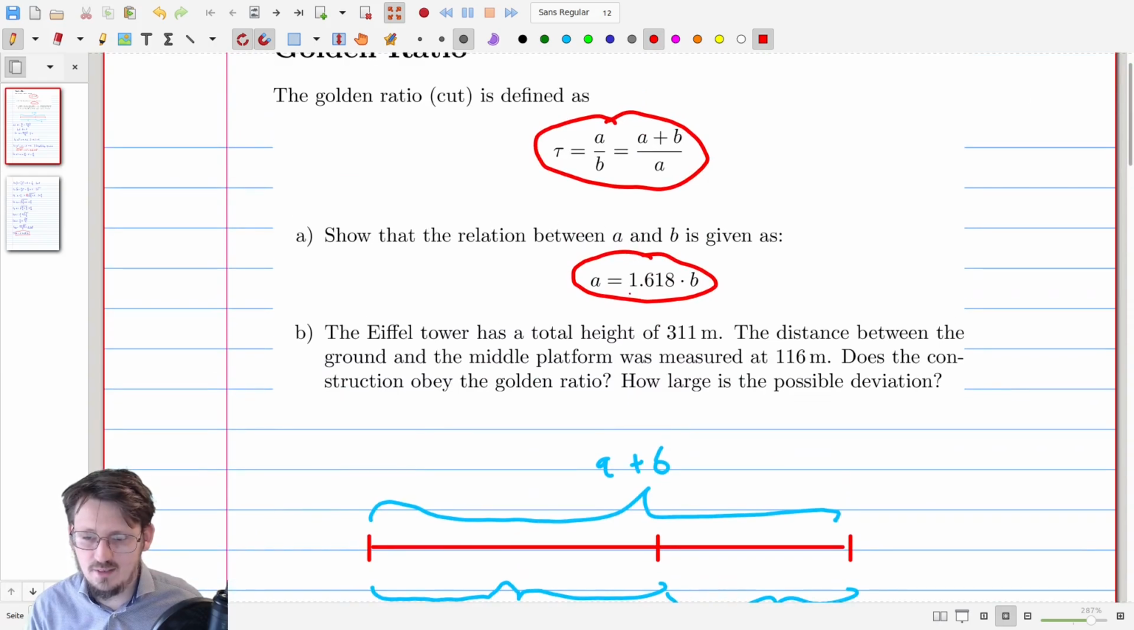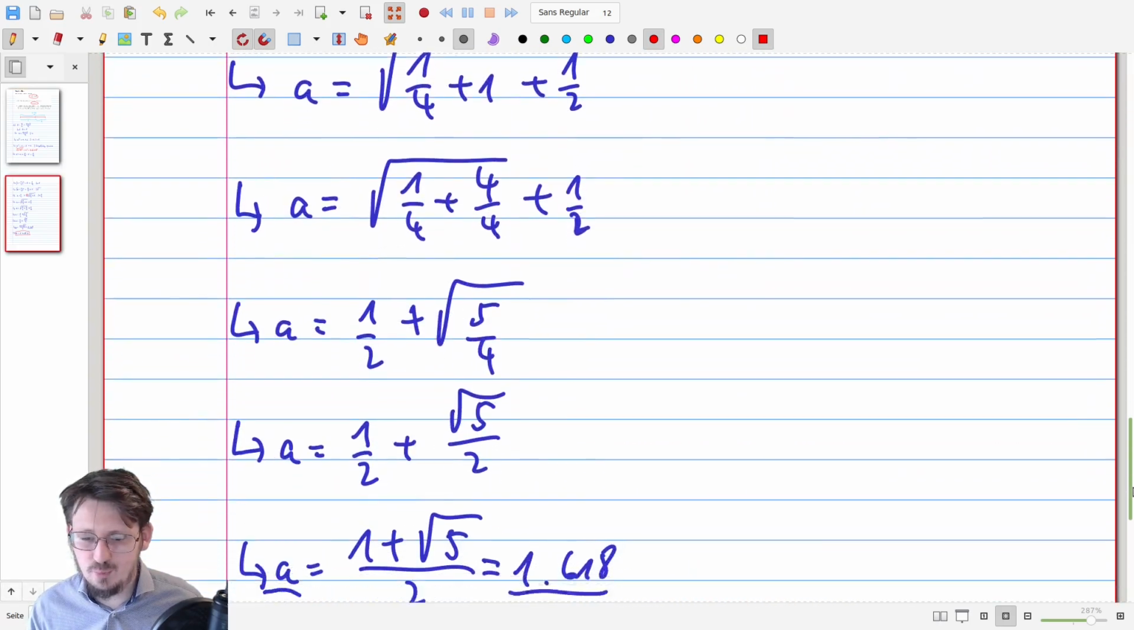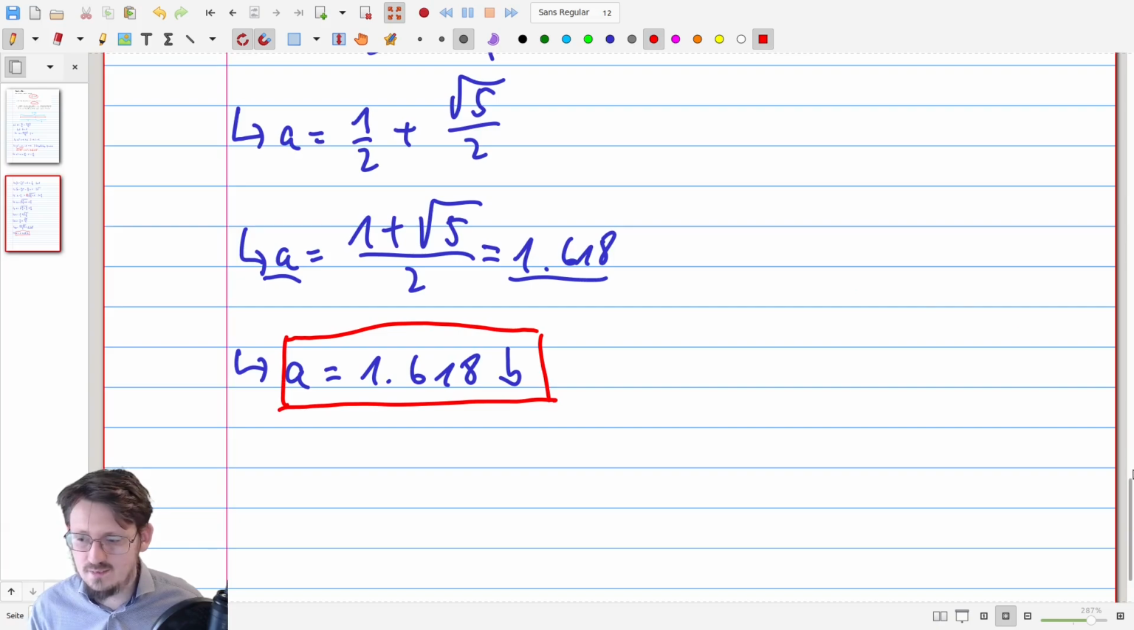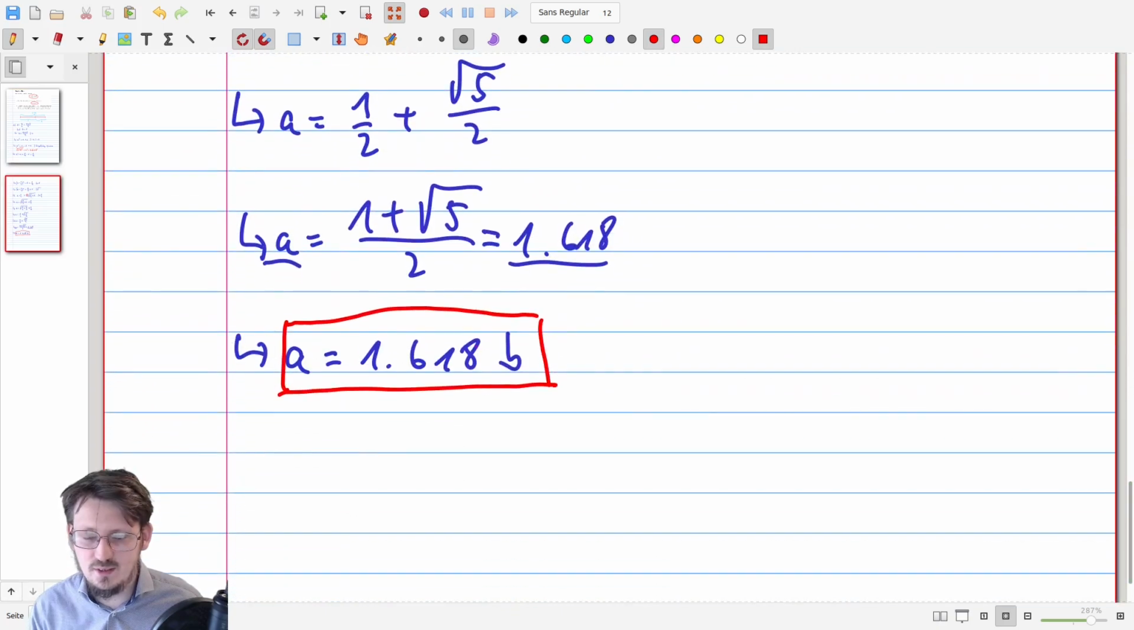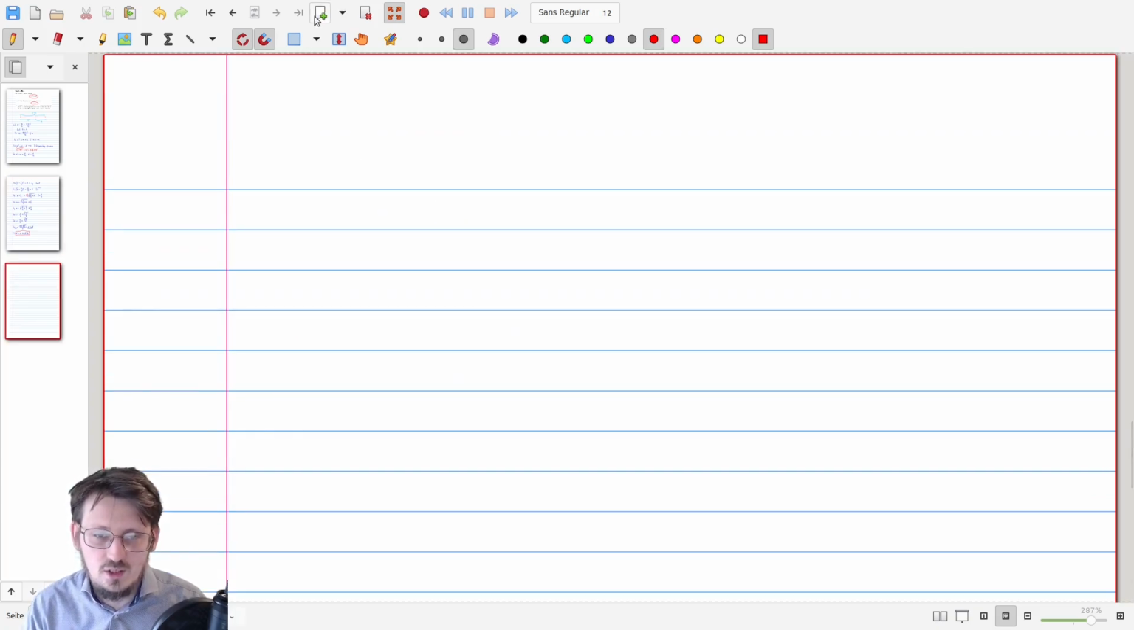Exactly this part here. So now we have proven that when we divide a line with the length a plus b into two segments a and b, and we define the position of this division with the help of this so-called golden ratio, what we get at the end is an irrational relation between a and b. And as I said, I still find this very interesting. So now what we do next, we will solve this problem with the Eiffel Tower.